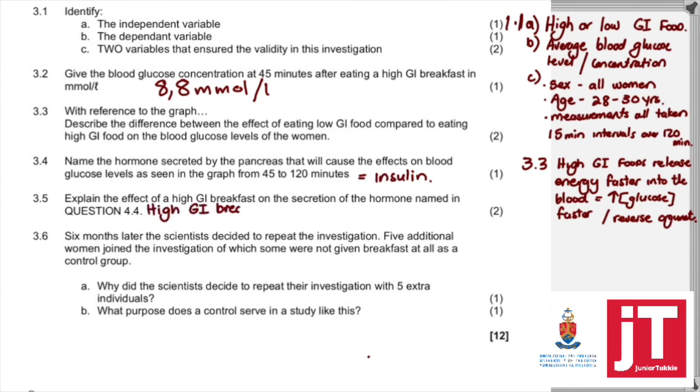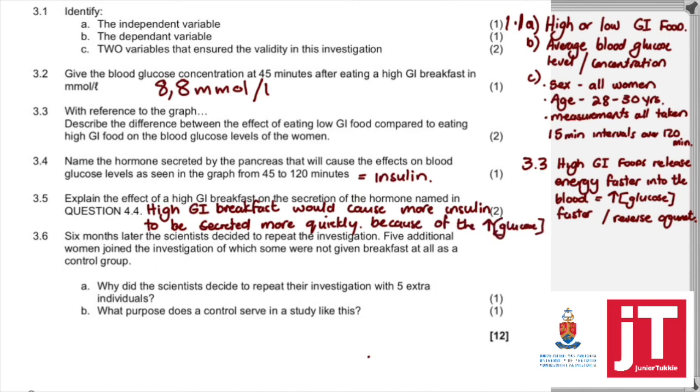Well, if we look at it, high glycemic index breakfasts would cause more insulin to be secreted more quickly because there is a much larger glucose concentration in the blood more quickly as well. So that's how the increase in glucose concentration, or the rate of glucose concentration increase in the blood, would affect the production and secretion of insulin into the blood as well.